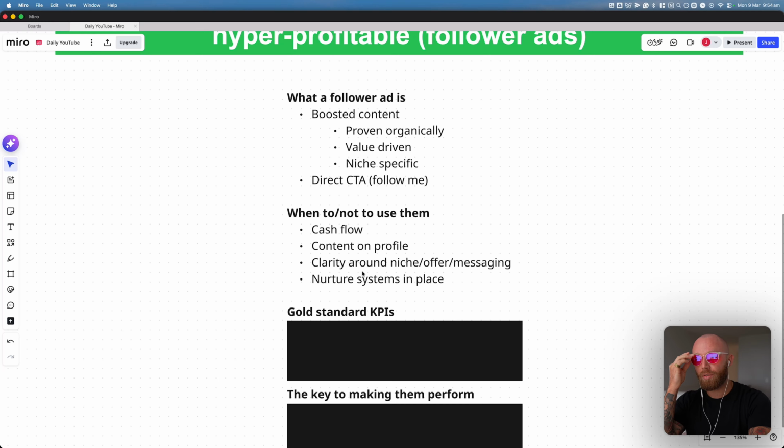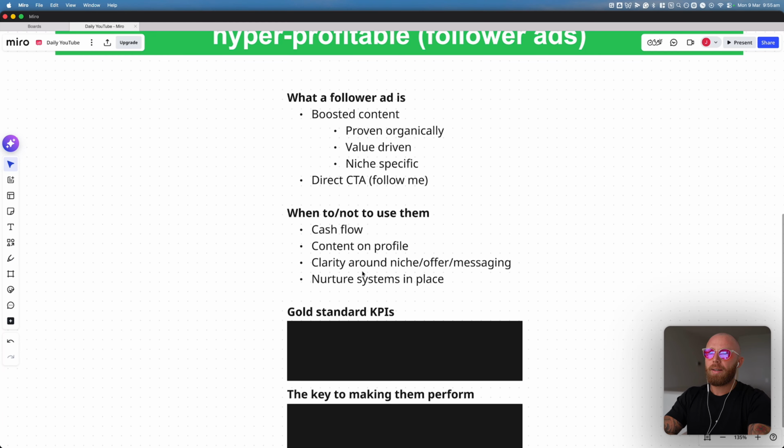But if you do have cash flow where you can spend $20, $30, $40, $50 per day on ads, then I don't really care what stage of business you're at, because ads are just like pouring gasoline on a fire, right? The more petrol you pour on a fire, it just goes boom and it can explode. So they can fast track your results.